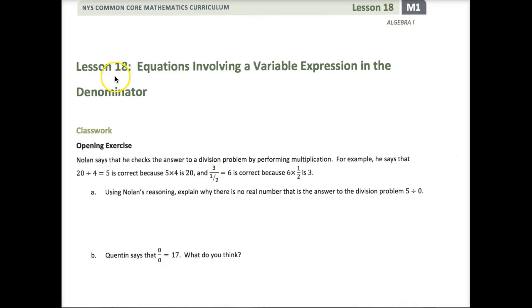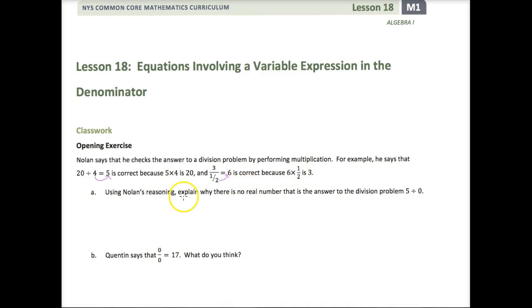Lesson 18, page S99. Equations involving a variable expression in the denominator. Nolan says that he checks the answer to a division problem by performing multiplication. For example, he says that 20 divided by 4 equals 5. That's correct because 5 times 4 is 20. And 3 divided by 1/2 equals 6. And that is correct because 6 times 1/2 is 3.